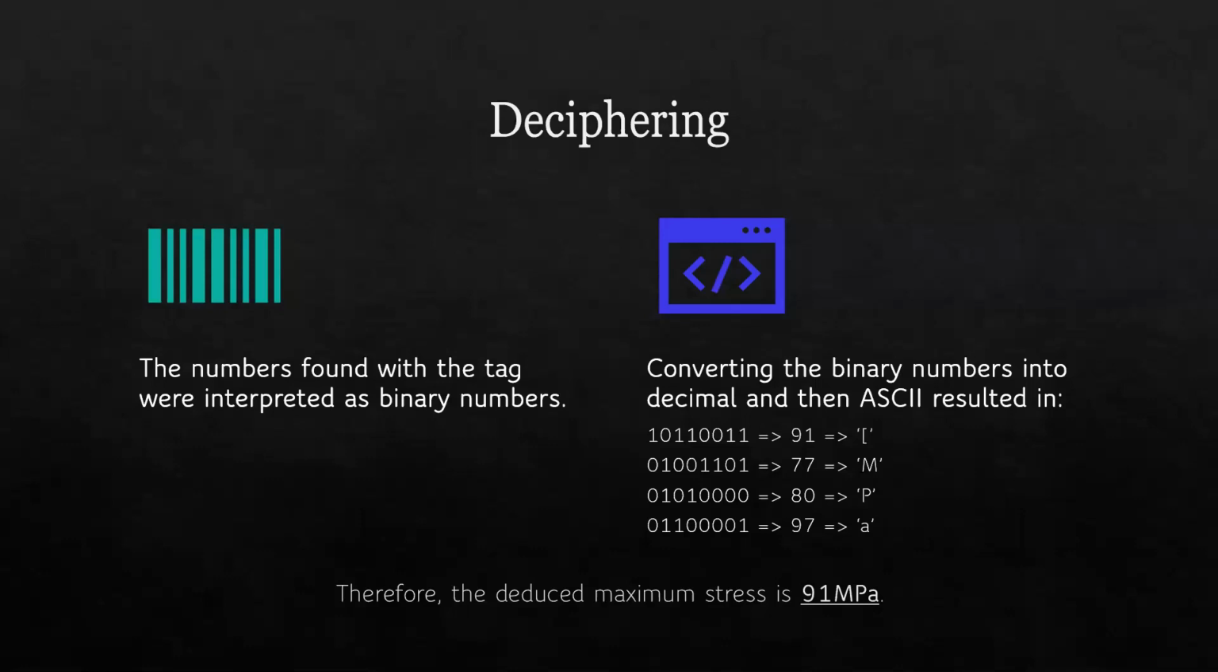Special character, 91 directly translates as special character, 77 as a capital M, 80 as P, and 97 as small a. So since special characters don't really fit into the whole setting, we decided that it was 91 megapascal.